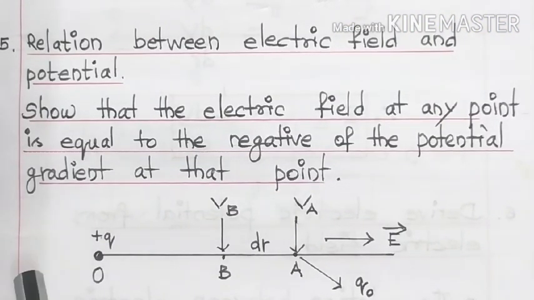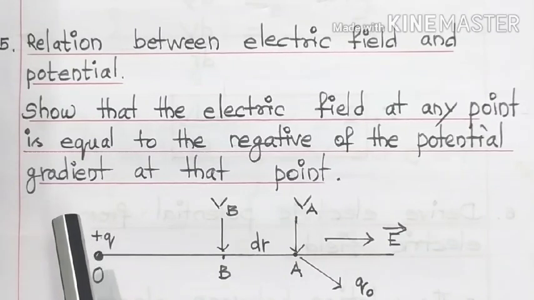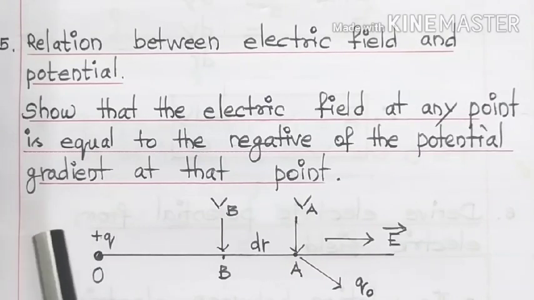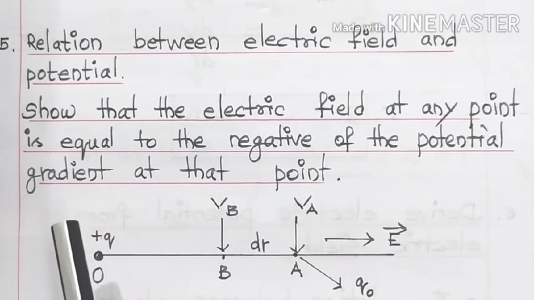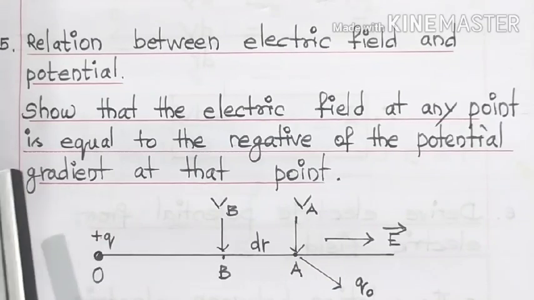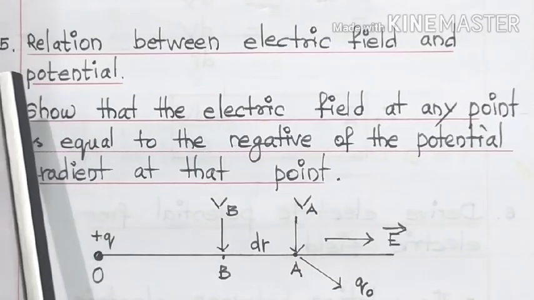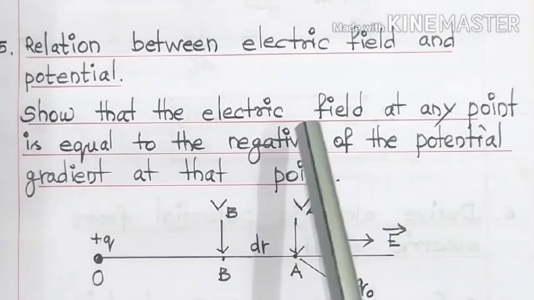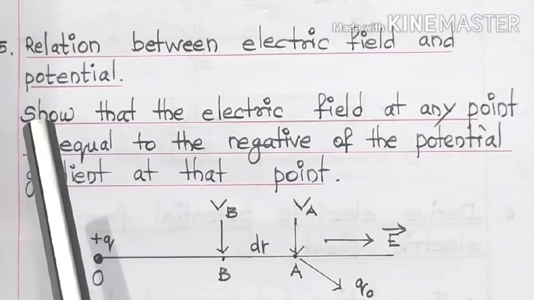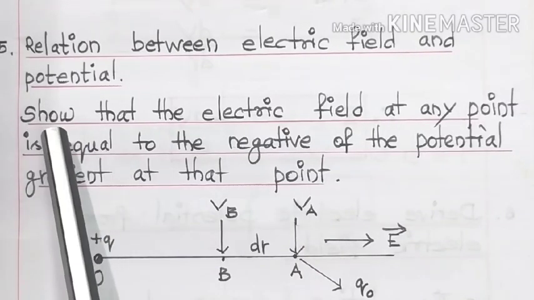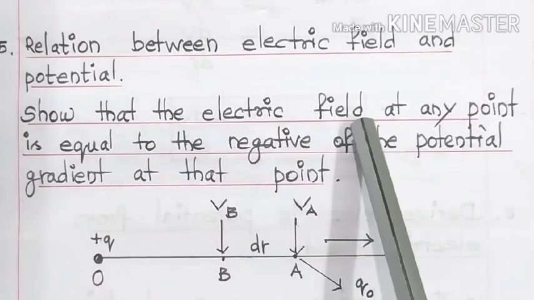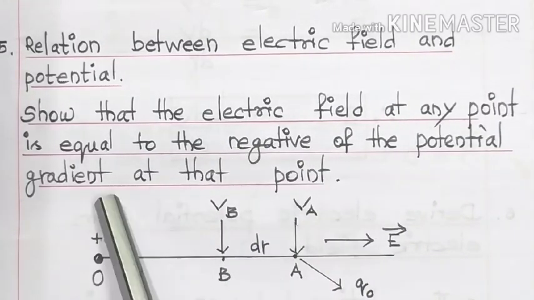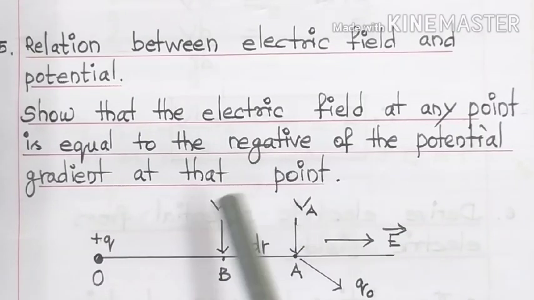In this video we are going to see the fifth derivation of this lesson, Electric Potential and Capacitance, chapter 2 of physics in CBSE class 12. Let us move on to the derivation. This is the fifth one, relation between electric field and potential. The question may be asked in this way: show that the electric field at any point is equal to the negative of the potential gradient at that point.